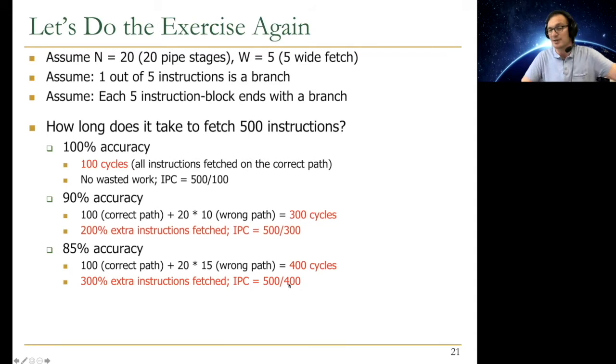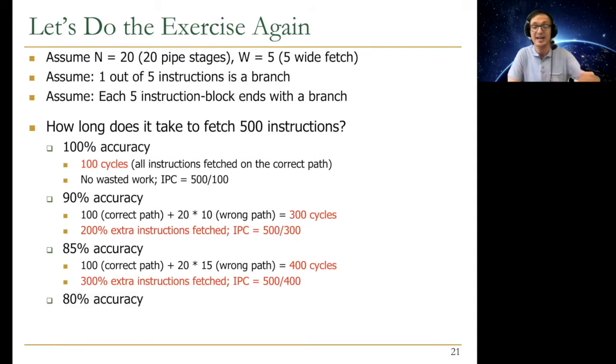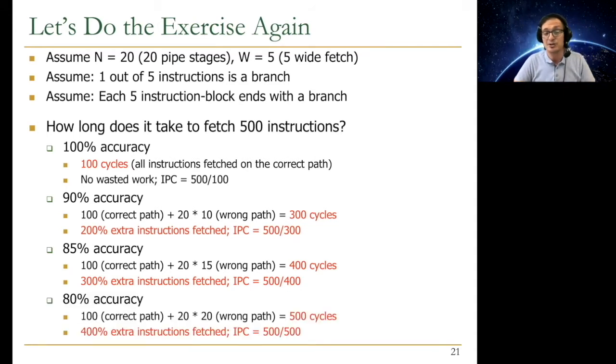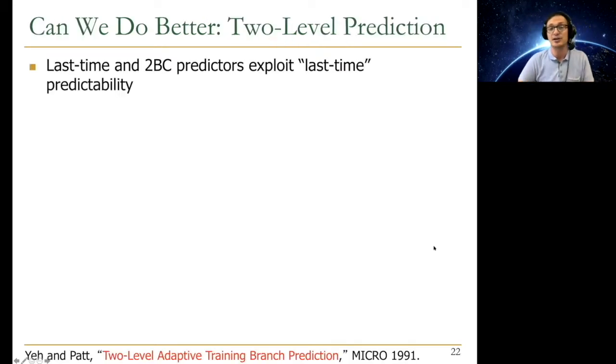We're not even talking about data dependencies, right? This is just control dependencies. And 80%, which is respectable, you actually get 400% extra instructions, and your IPC becomes 1. So basically, that's the importance of the branch problem. Even 80% or 85% or 90% is not enough if you have a deeper and wider fetch engine. And these are reasonable numbers today. So basically, the key question is going to be, can we do better? As we have asked many times in this course.